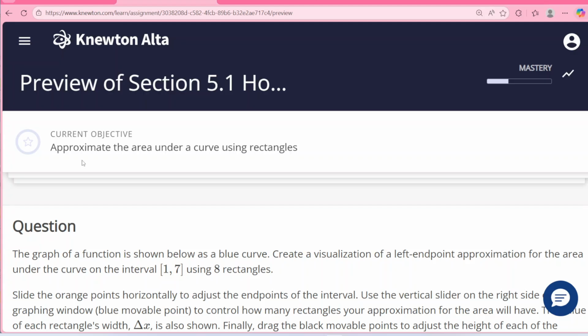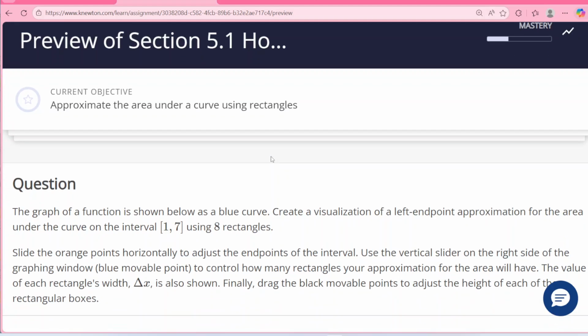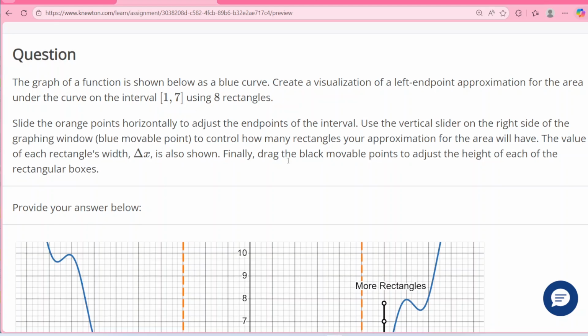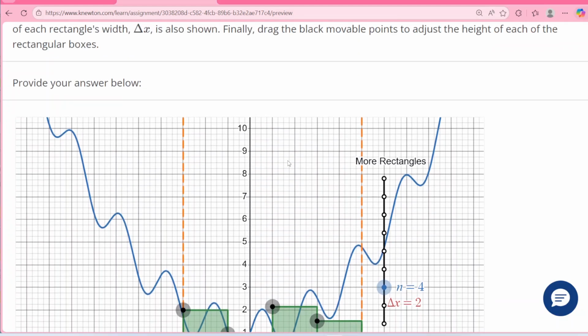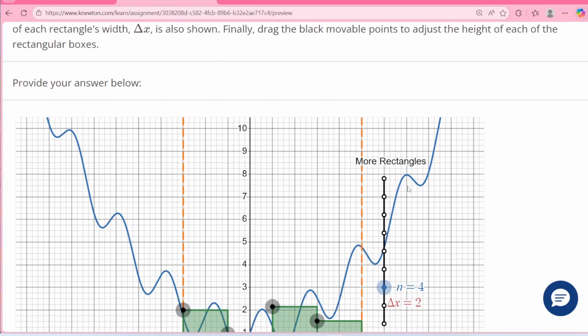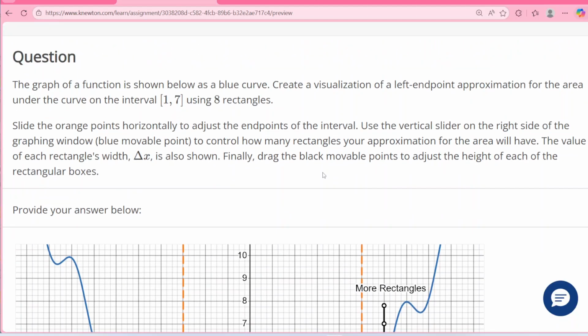So that's the first objective thrown at me here. Approximate the area under a curve using rectangles. So look, we got the graph of a function shown below. So this looks like one of those interactive ones. Has a blue curve, right? So the function is this blue curve, wavy curve. Create a visualization of a left endpoint approximation for the area under the curve on the interval from 1 to 7 using 8 rectangles.